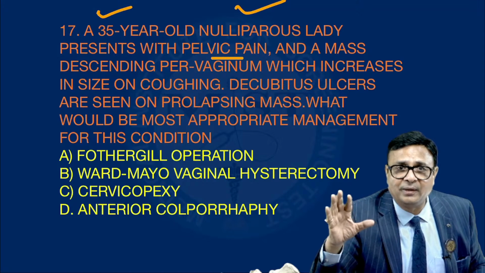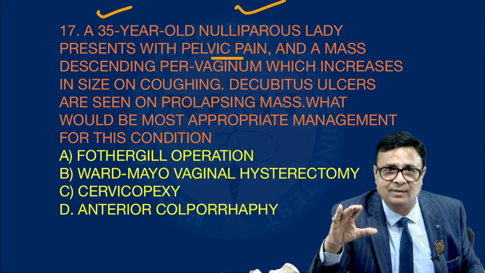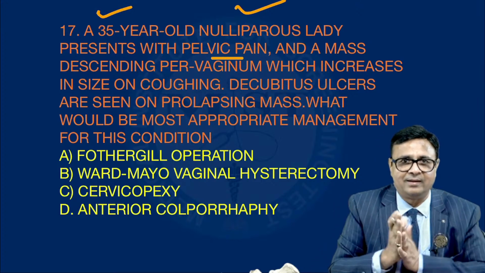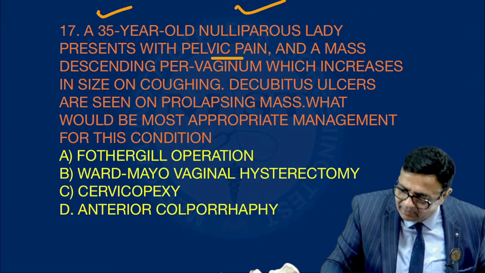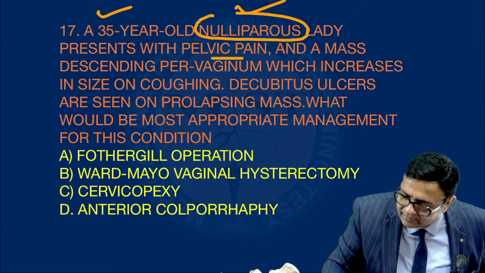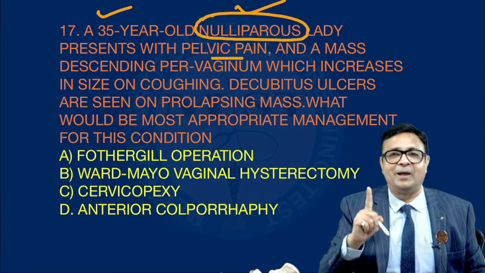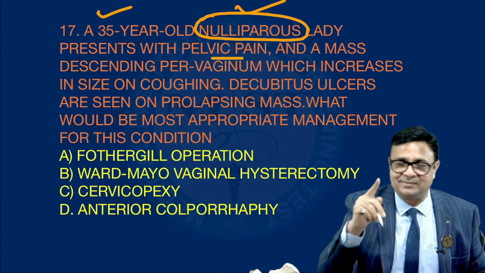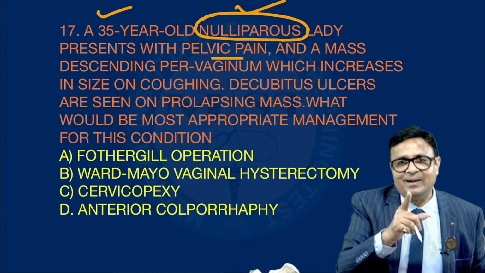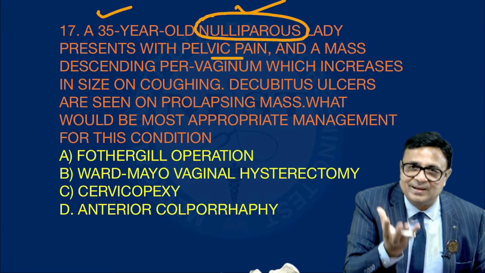So decubitus ulcers are seen on the prolapsing mass. What would be the most appropriate management for this condition? Management of prolapse depends on what, beta? Parity. She is not a multiparous lady, she is a nulliparous lady, and a nulliparous lady wants future child bearing.